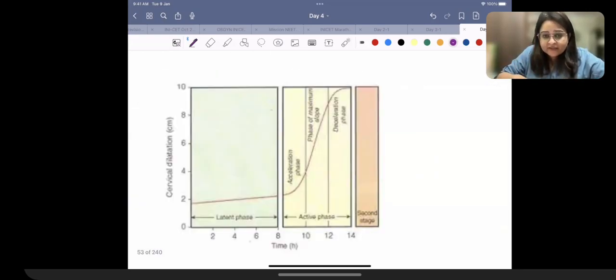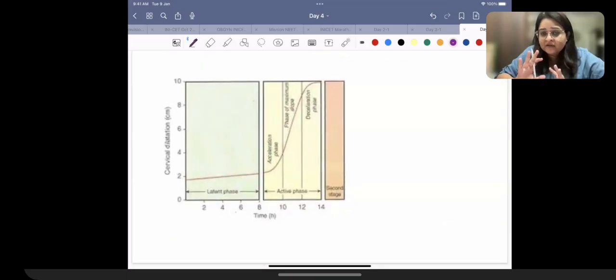Okay. Now look at this curve. This is a purana curve. This was described by somebody called Friedman in the 1970s.